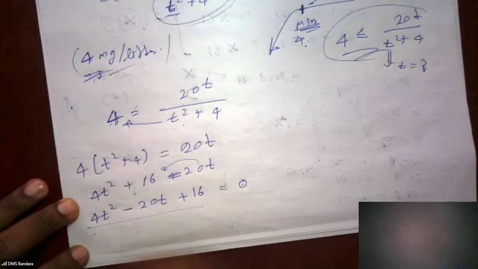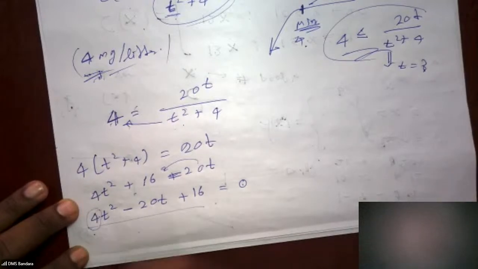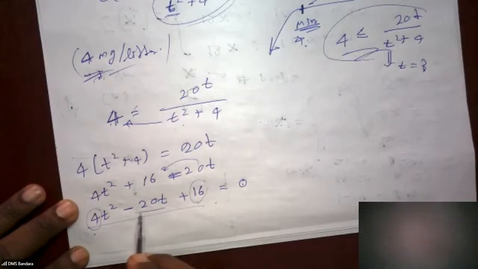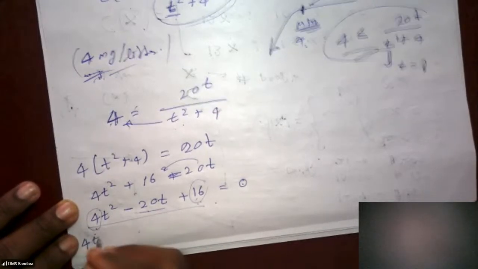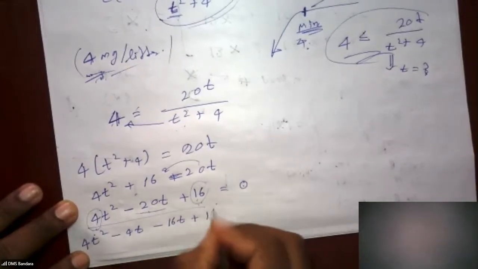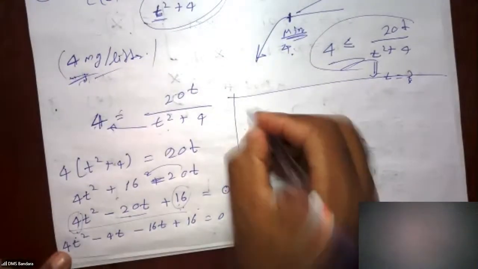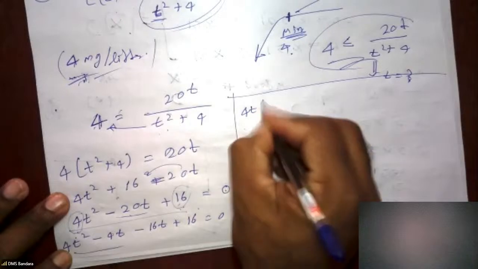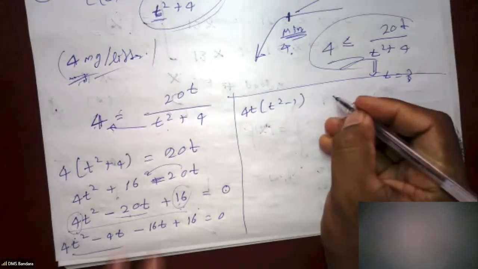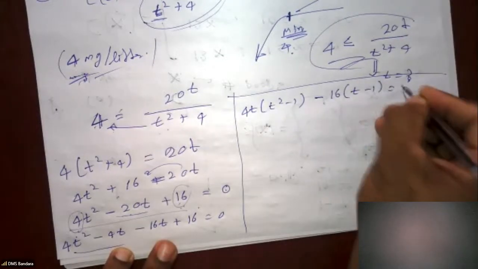Now, zeros of t. So solve this quadratic equation. Focus on the coefficient of t squared and the constant. By considering these two, check whether we can create the middle term. Yes, easily we can create it: 16 plus 4 is 20. So we can write 4t squared minus 4t minus 16t plus 16 equals 0. Take the common factor of the first two parts, which is 4t. Then the common factor of the rest is minus 16, (t minus 1) equals 0.